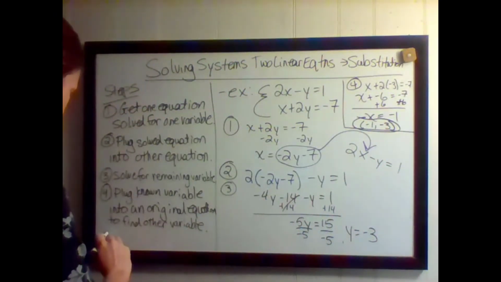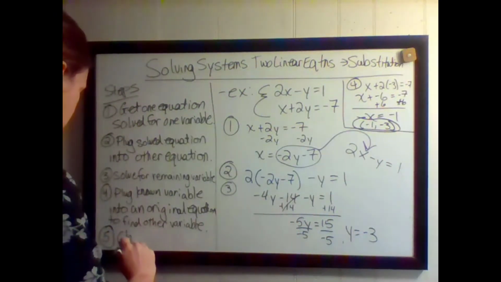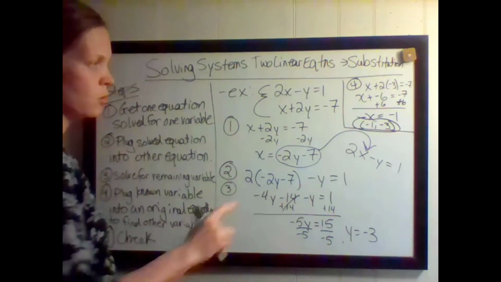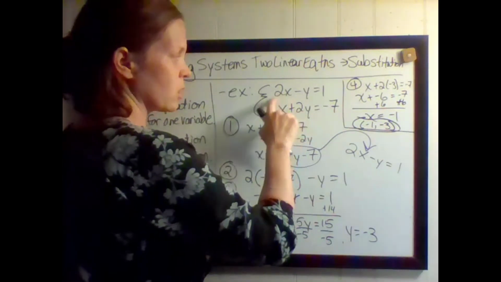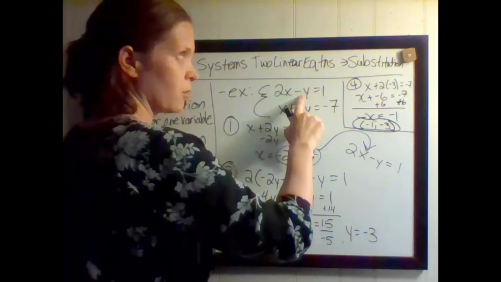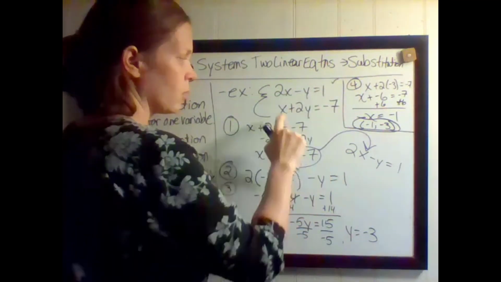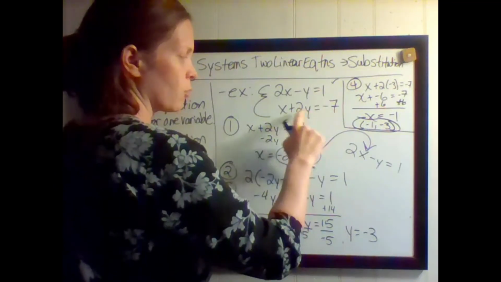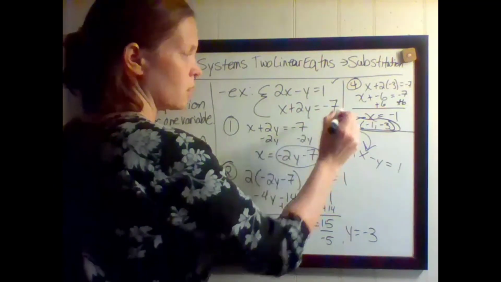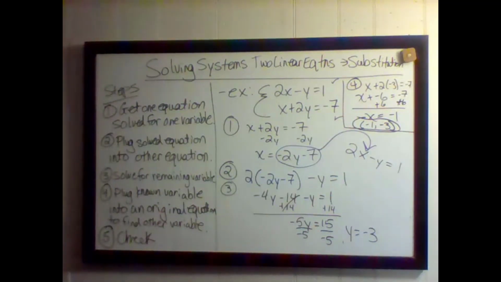Put step 5 here. Check. So 2 times -1 is -2. Minus -3 is going to turn to +3. -2 plus 3 is 1. That one checks out. -1, 2 times -3 is -6. -1, -6. Yes, that's -7. So I know it works.